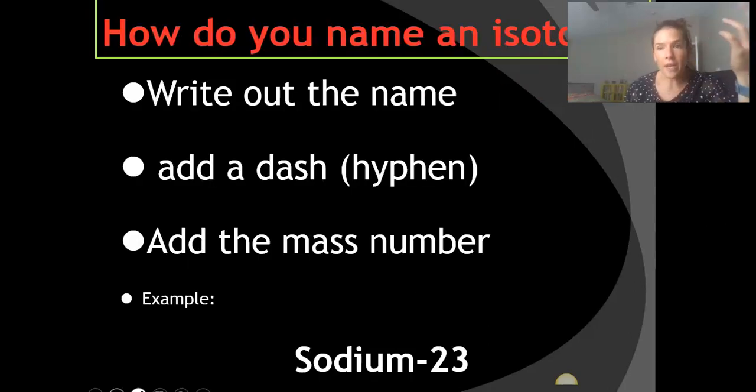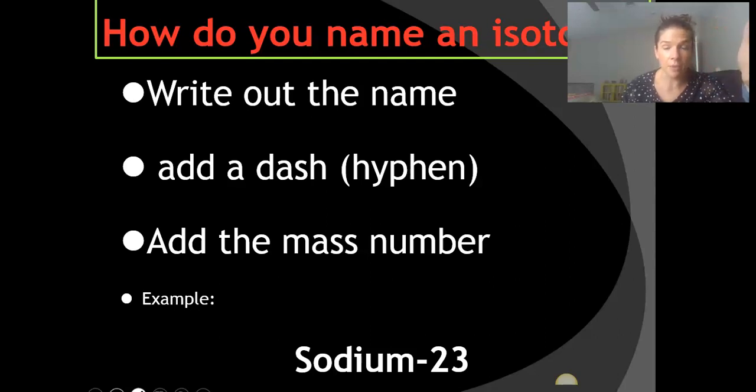So how do we write out the name of an isotope? This is different than the nuclear notation that we've been talking about. Writing out the name is pretty simple, but for some reason it seems to be pretty hard for students to remember. All you do is write out the name of the element, put a dash or a hyphen, and then you add the mass number, right? And the mass number is the number of protons plus the number of neutrons.